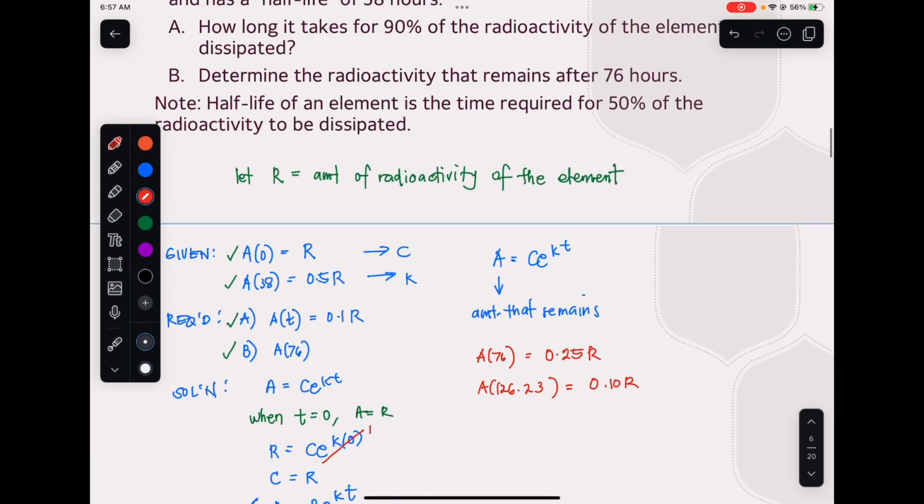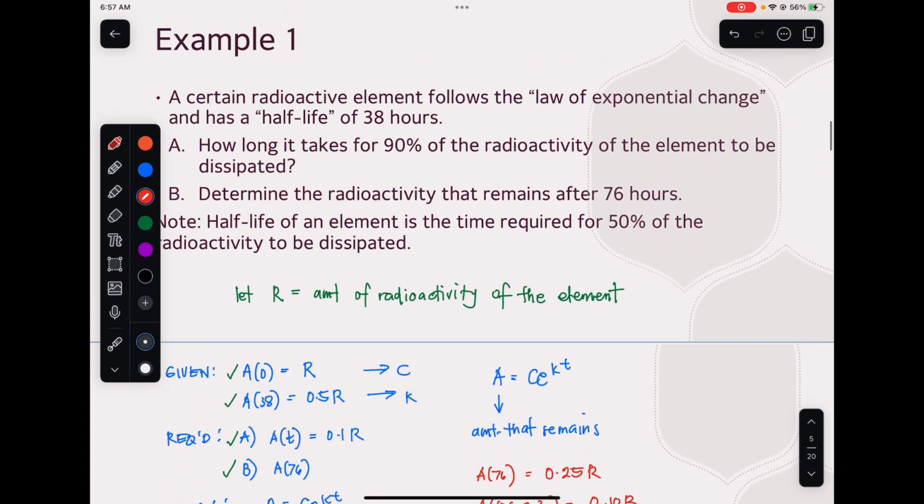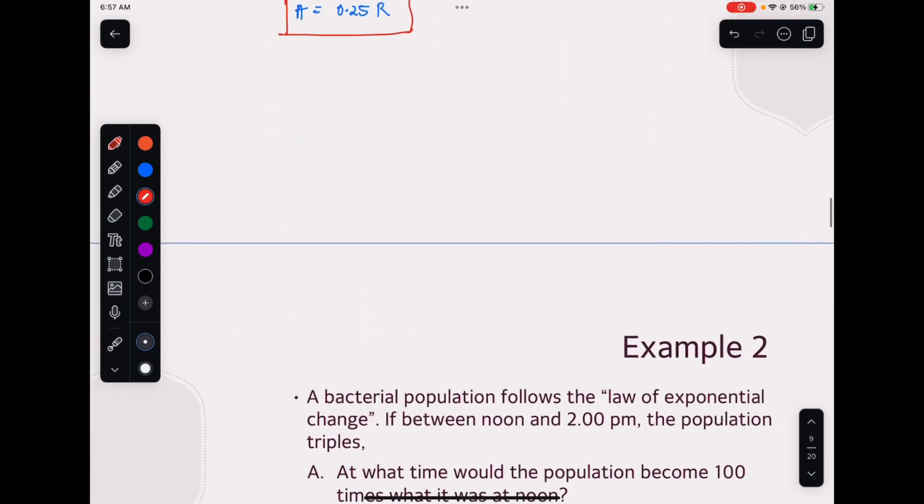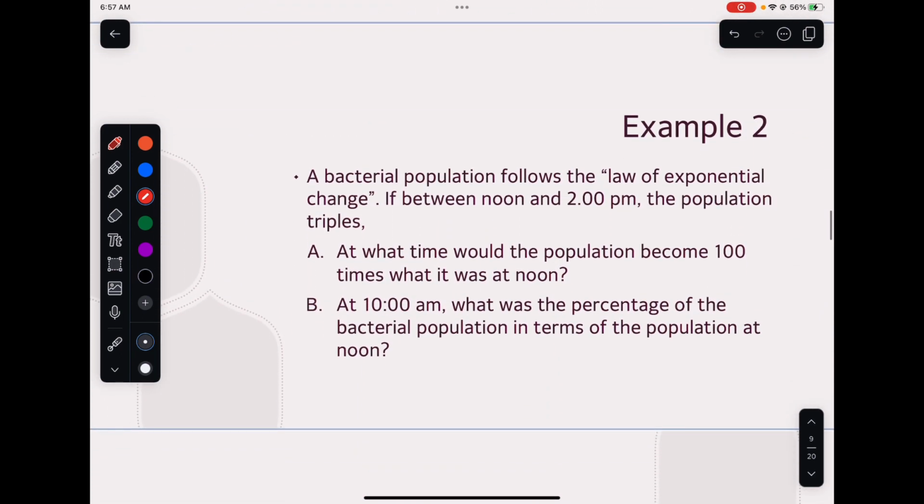So that is our first example. It's about a decay problem. So you can always go back to the equation, or the problem, or the video, if you need some clarification. So let's have our second example.